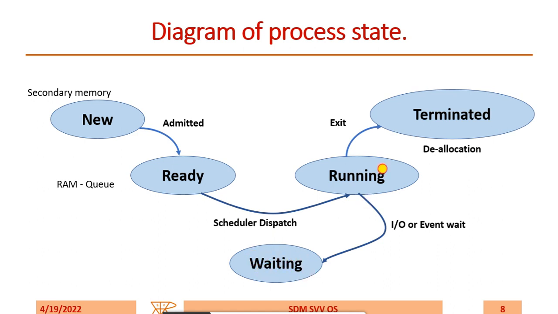It will not go to the run state, it will go from the wait state to the ready state when IO is completed or when the event you are waiting for occurs. Another case is when a process is running and its time is over. You allocate a particular time for each and every process. If the time is over, it will be moved back to the ready state.